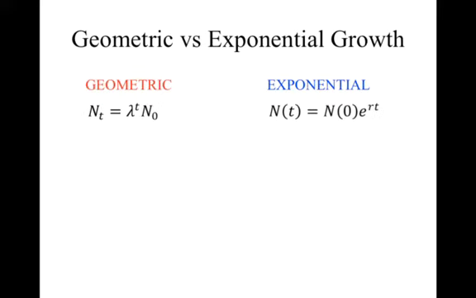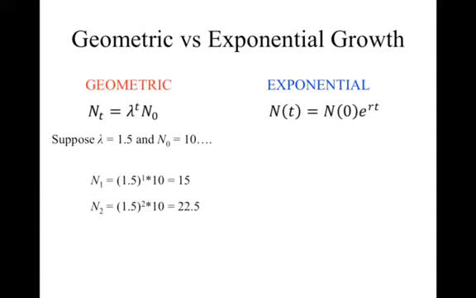All right, but again, these are related. So if I take a look at my geometric growth equation, let's suppose I have a population where my geometric growth rate is 1.5 and I begin with 10 individuals. Well, then 1 year later, I would expect 15 individuals. 2 years later, I'd expect 22.5 individuals. 3 years later, I'd expect 33.8 individuals.